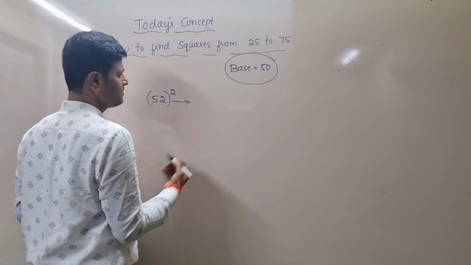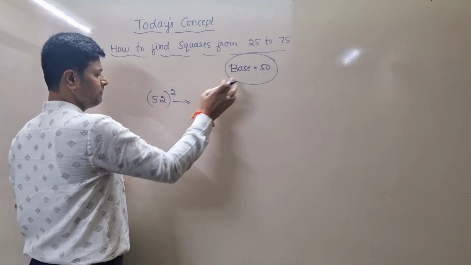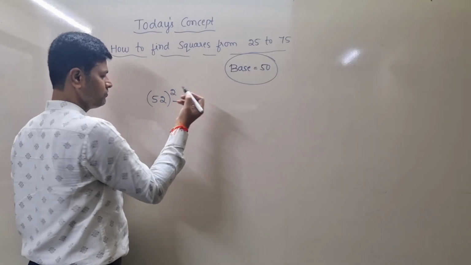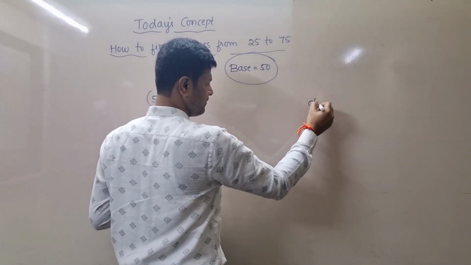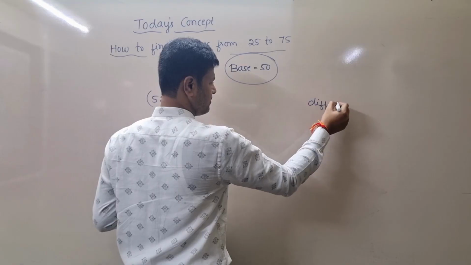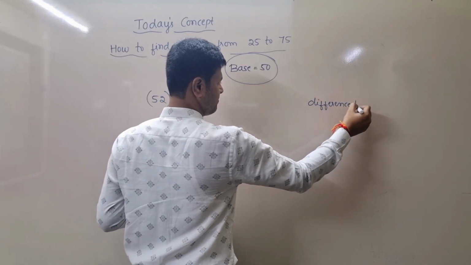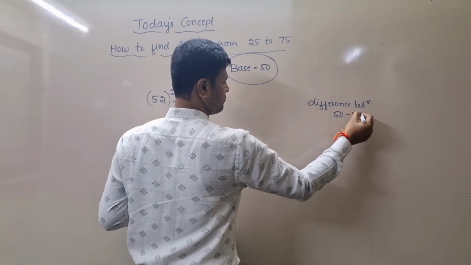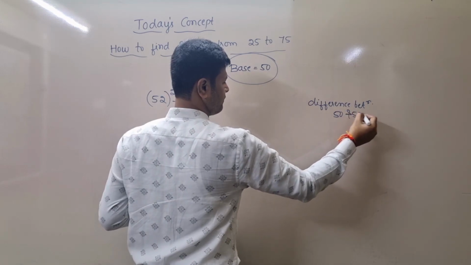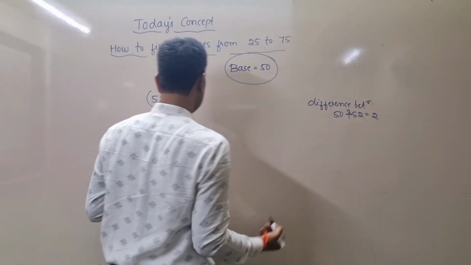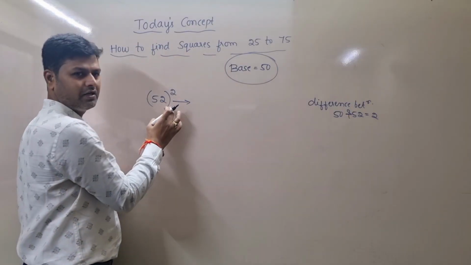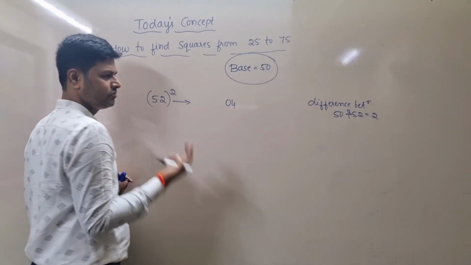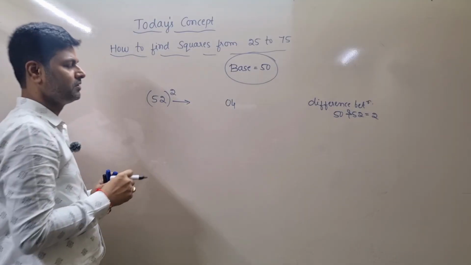Now the first step is the difference between 50 and 52. The difference is how much? 2. So the difference between 50 and 52 is 2, and 2 square is 04. The condition is always a 2-digit number.